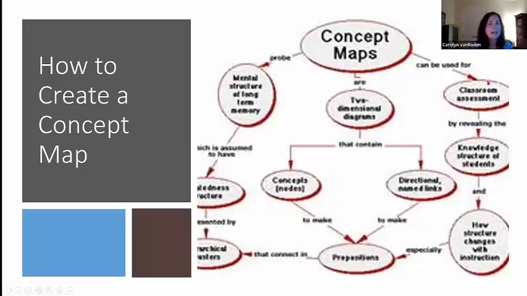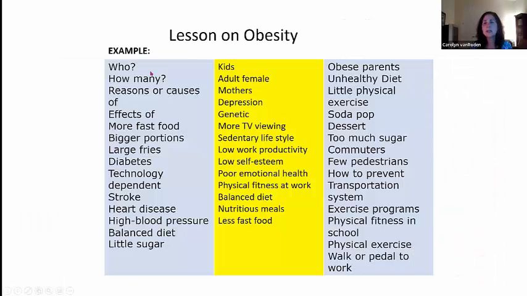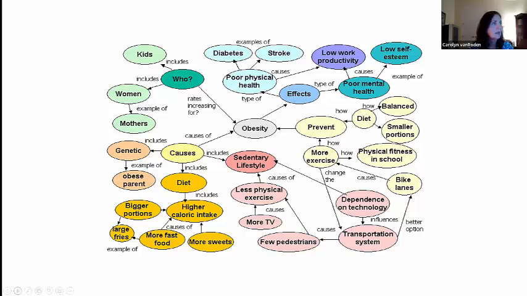So what I had them do, and I'm going to show you a video, when they create this, you'll see this concept map. I'm going to give you this example, and it's not that this is what you're going to do, but I wanted to make this an example. If you're doing a lesson on obesity, you're going to give the kids examples of who, how many, the reasons for it, the effects of it, okay? I'll show you some lists and categories of the examples. You can brainstorm with your students.